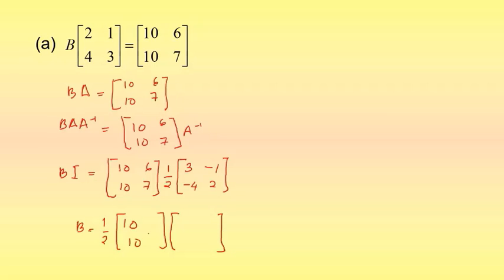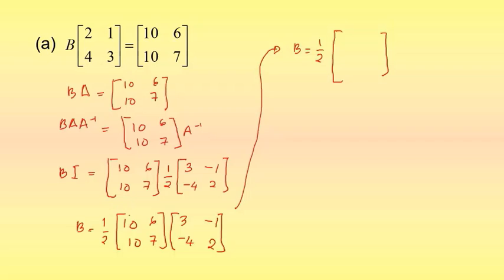Okay, we have 10, 10, 6, 7, and 3, -4, -1, and 2. Okay, B is given by 1/2 times the multiplication between these two matrices, by applying the dot product, row times column. So we have 10 times 3 plus 6 times -4. So we have 6.